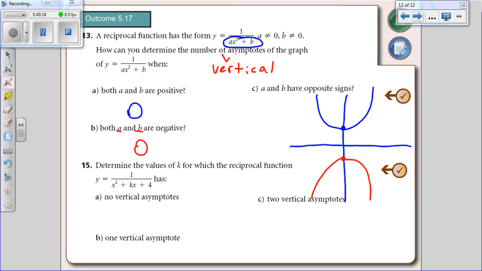Okay. I'm going to do C in green. A and B have opposite signs. So there's 2 situations. Situation 1 is a is positive and b is negative. Situation 2, in black, is negative and positive. It's not the same thing. Yeah, that's why it's one question, so the answer will be the same for both of them.